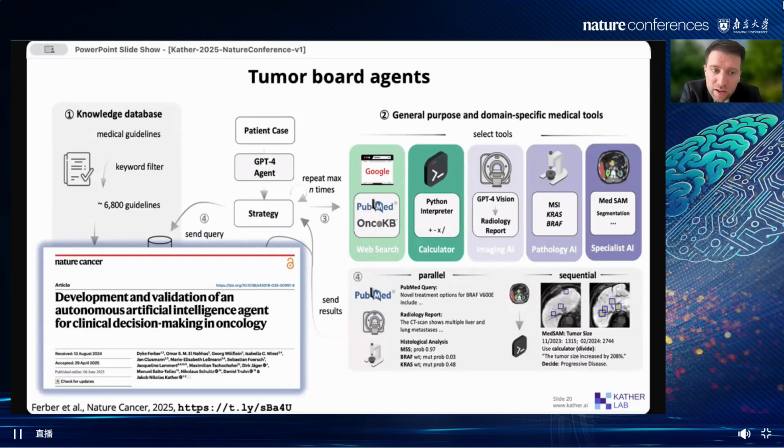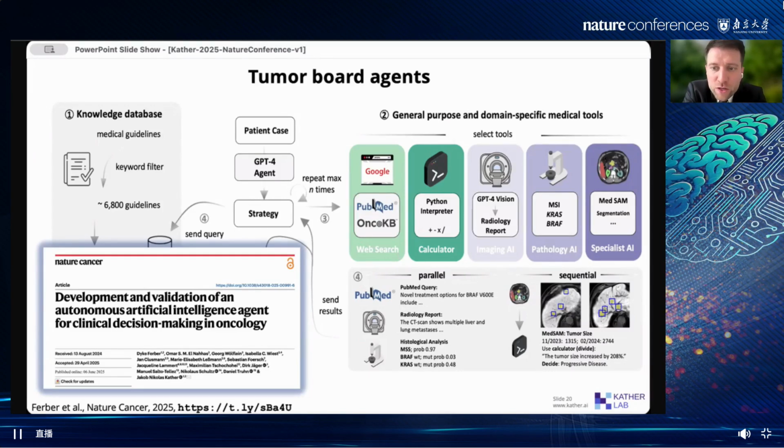One thing that can be agentized is clinical decision making in oncology, specifically in tumor boards. A short while ago, this summer, we published for the first time a tumor board agent in Nature Cancer, where we have cases from a tumor board with clinical history, radiology scans at multiple time points, pathology images, and genomic data. It is very difficult to put it all together into one single machine learning model.